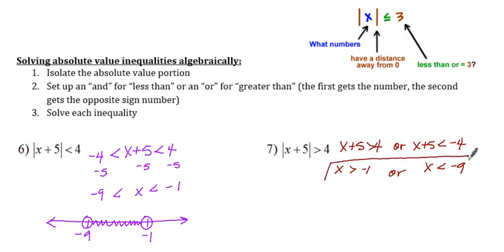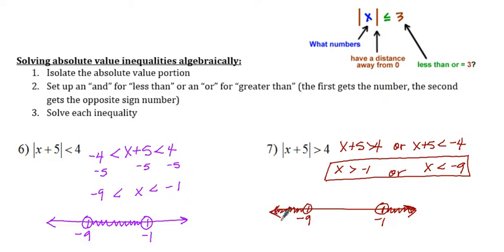Let's look and see what that looks like on a number line. Typically with these inequalities, we like to see number lines. So let's plot our negative 9 and our negative 1. Now let's see what happens here. X is greater than negative 1. What does that look like? X is greater than negative 1. Or it's less than negative 9.